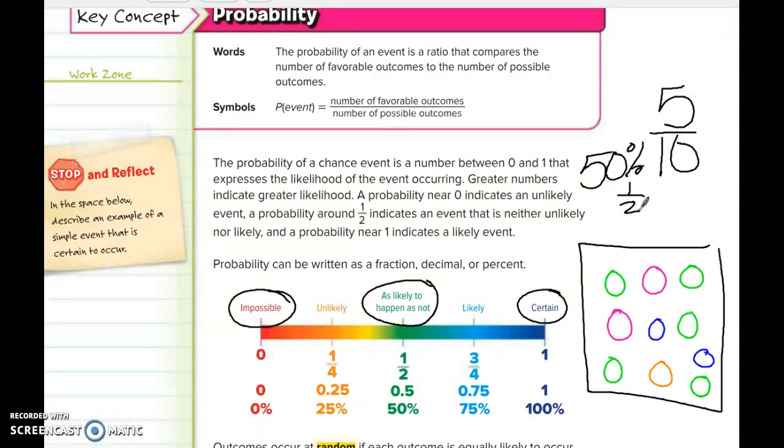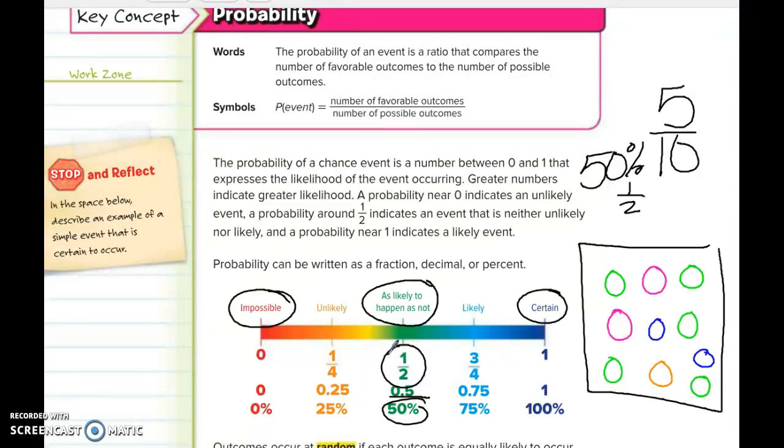Another example of that is flipping a coin. So on a coin, you have 2 possible outcomes. You could flip it and it could land on heads. You could flip it, it could land on tails. The probability of me flipping the coin and it landing on heads is just as likely to happen as me flipping the coin and not landing on heads. So that would be described as 50%, 0.5, or 1/2 probability. Okay?